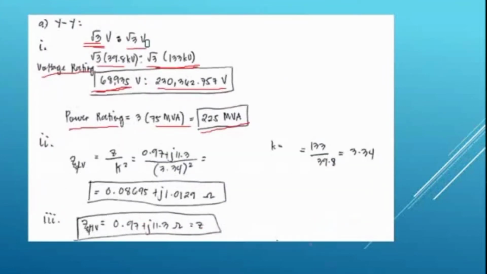So on the low voltage side, the voltage rating of the three-phase transformer is given by this formula: square root of 3 times V. On the low voltage side, we have 39.8 kilovolts, so we just multiply by square root of 3. We get a voltage rating of 68,935 volts.